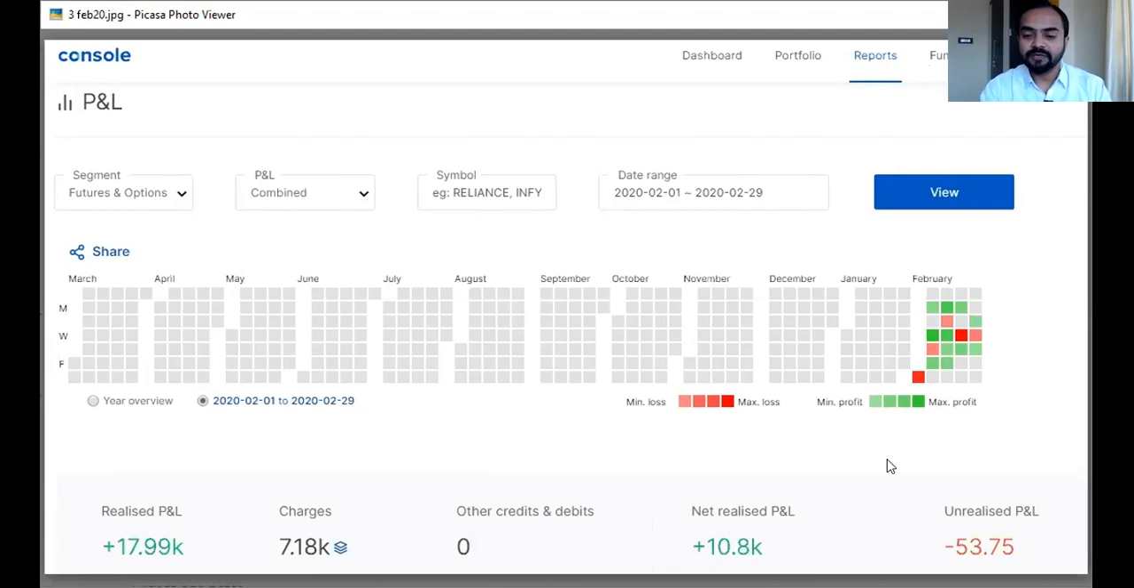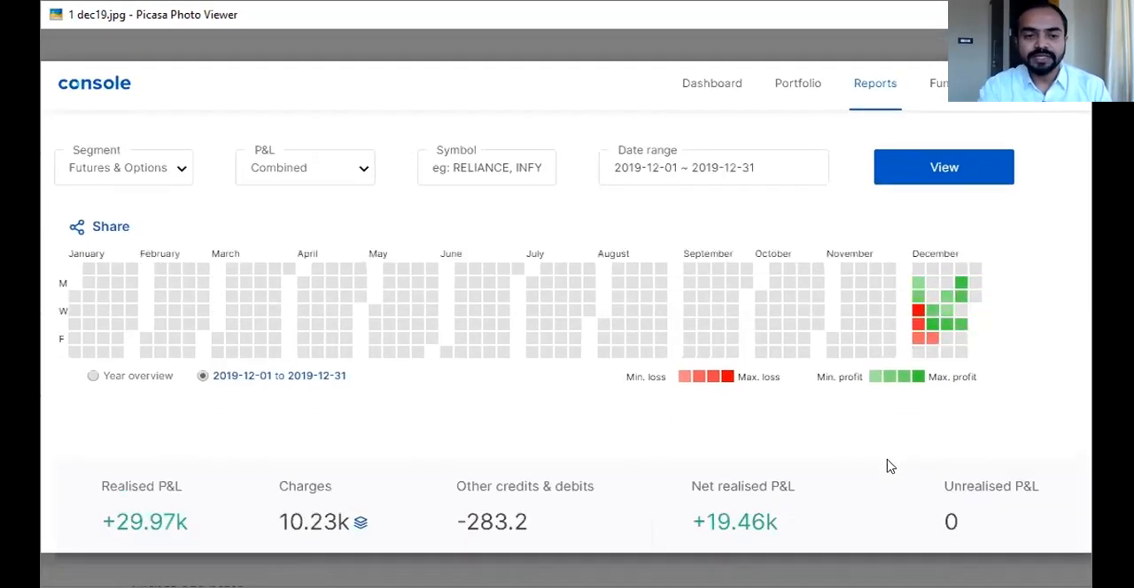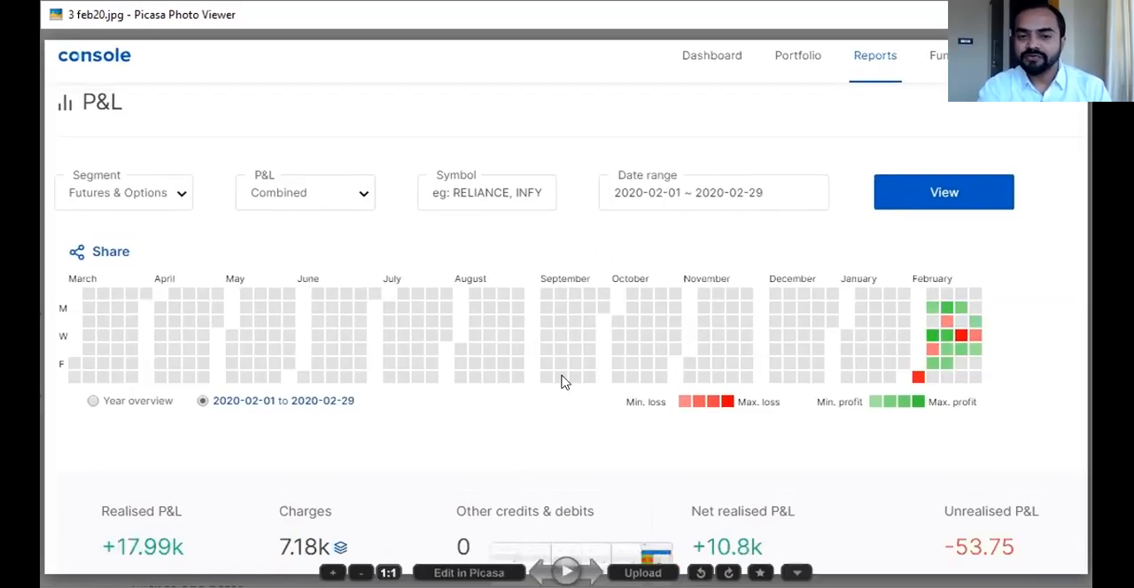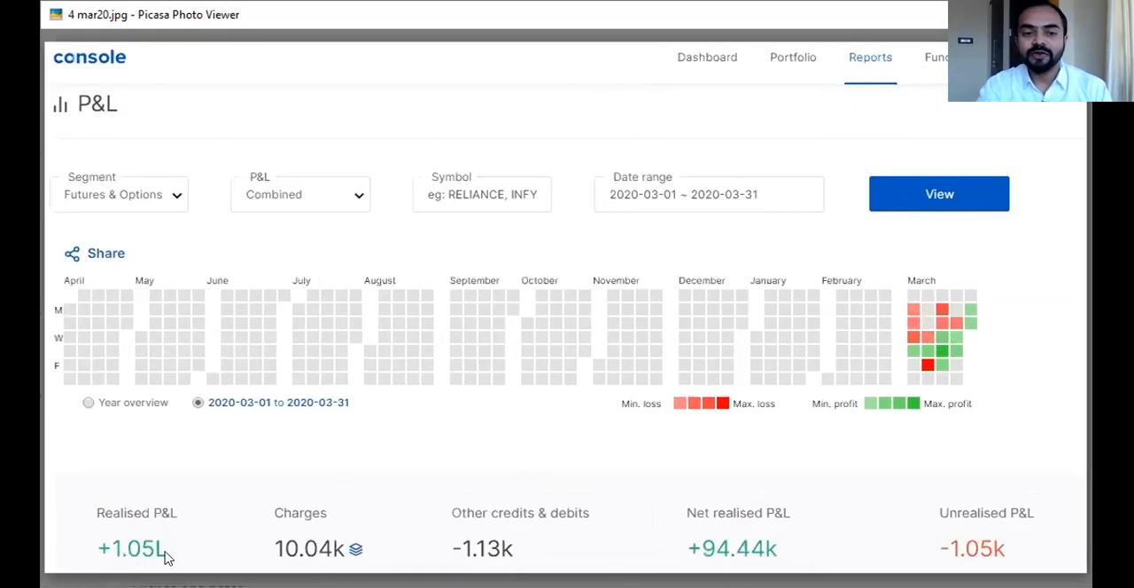This is 2.5% of my capital, and I will go to December again. This is for the December month. This is 3.2% of my capital. 32,000. This is 3.5% of my capital. 18,000, which is in February month. As you can see here, February month. This is 2.5% of my capital. And moving to the March month, which was a huge profit, 1.05 lakhs.